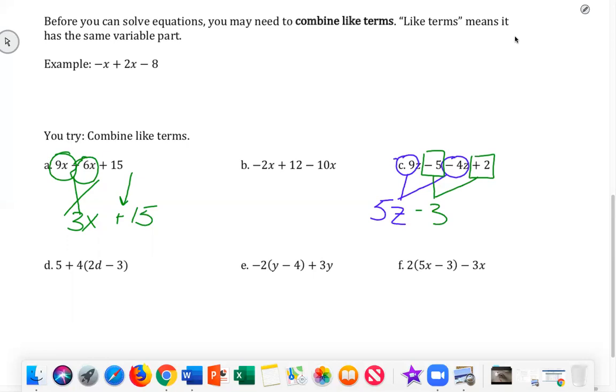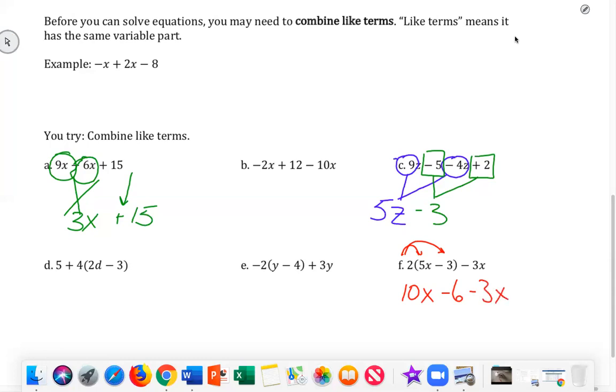F sounds great. Now, F, there's a little bit of work here before I can start combining like terms. First thing I have to do is distribute this 2. So when I do that, I get 10x minus 6 minus 3x.